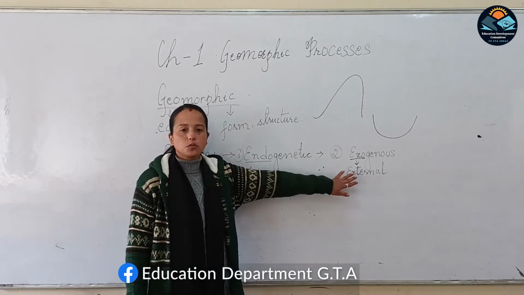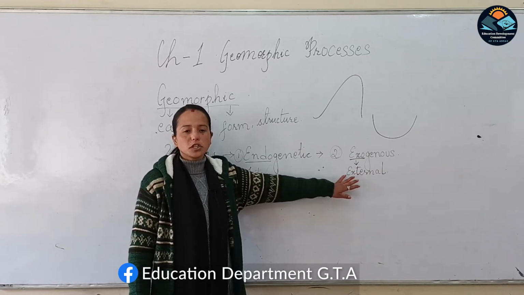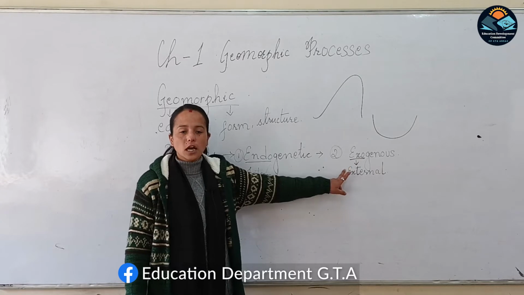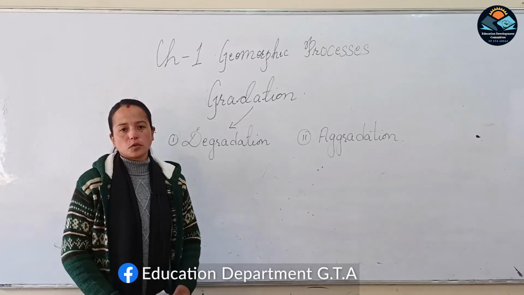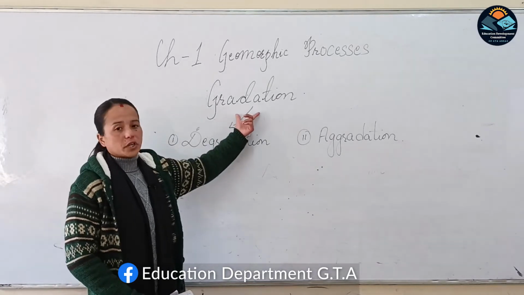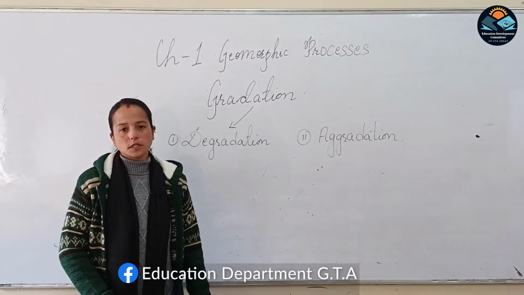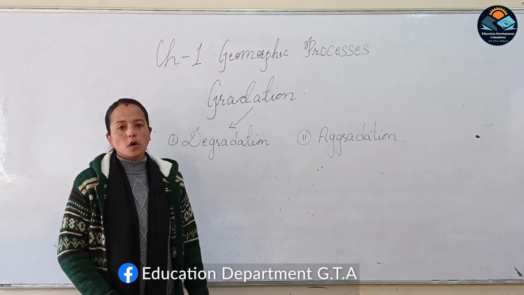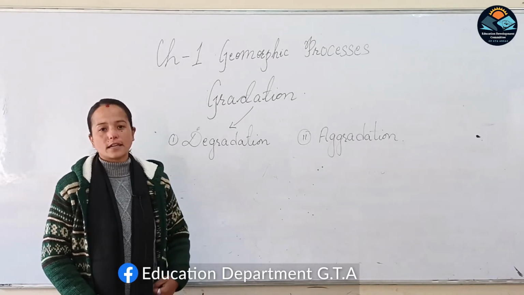Exogenous forces work with the help of erosion and weathering. So erosion and weathering are the main processes involved in these exogenous forces. So I told you, because of the geomorphic process there is unevenness on the surface of the earth. Now the process of gradation, the main aim of gradation is to remove the unevenness from the surface of the earth. That means the process of gradation aims to remove all the unevenness from the surface of the earth and make the earth a flat and a leveled land.